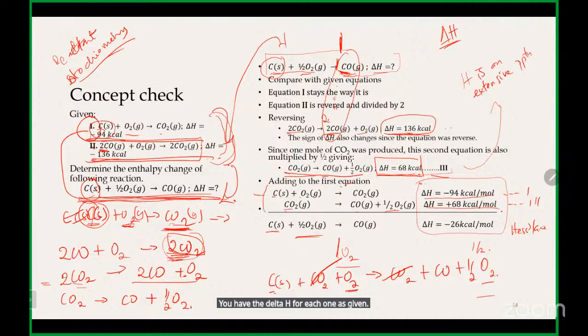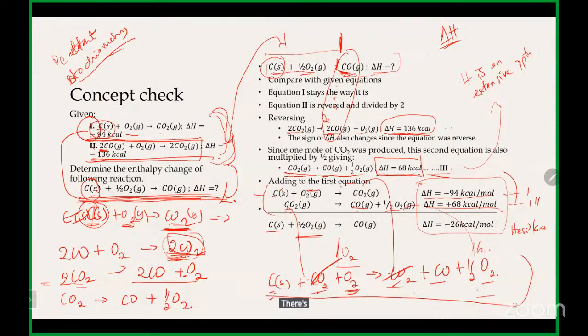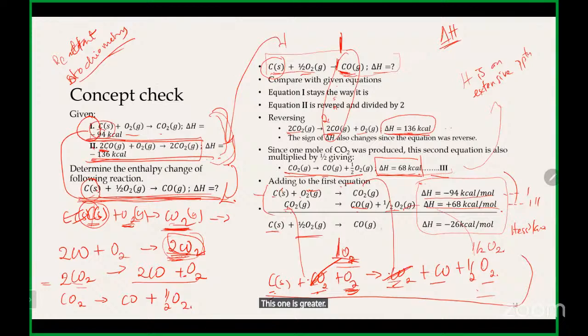If you combine these two equations together, we arrive at this big one. C plus O2 plus CO2 on the reactant side, going to CO2 plus CO plus this half O2. There's one CO2 here and another one CO2 here, so that cancels off. 1 minus 1 is 0. There's one O2 on this side, and then there's half O2 on this side. This one is greater, so if you bring this one to this side, it becomes half O2. So that's what we have here.